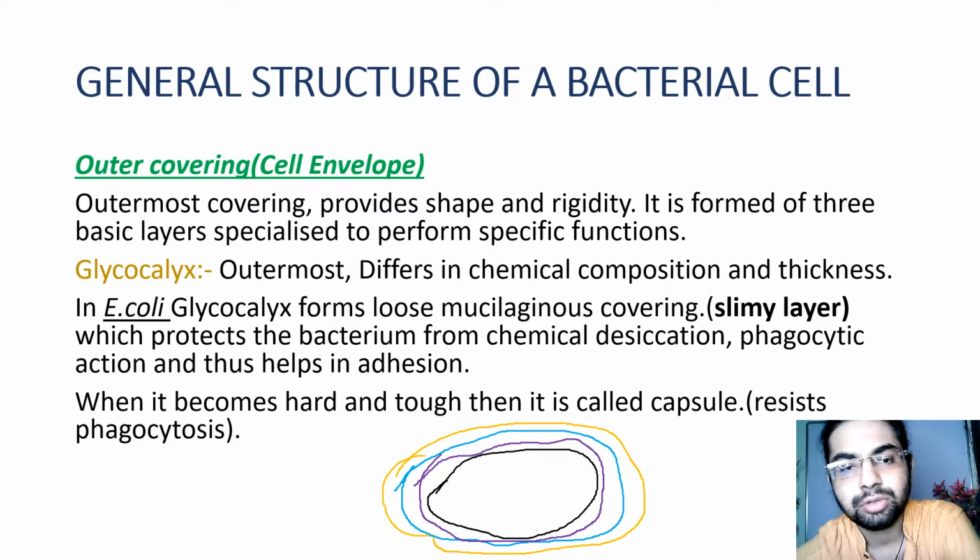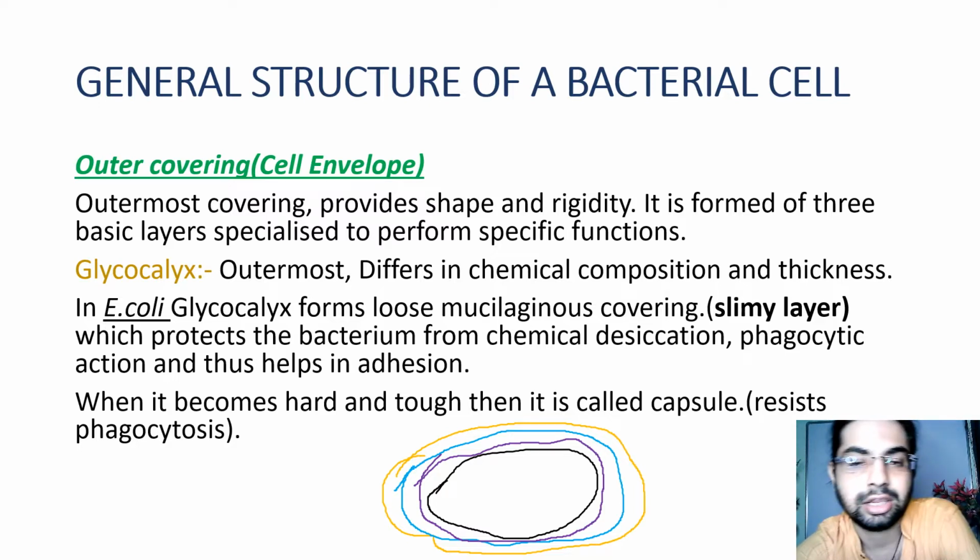So the outermost covering, known as the cell envelope, provides shape and rigidity to the bacteria. It is formed of 3 basic layers, as I mentioned earlier, specialized to perform specific functions. The yellow color is the outermost layer of the cell envelope, known as the glycocalyx. It differs in chemical composition and thickness.